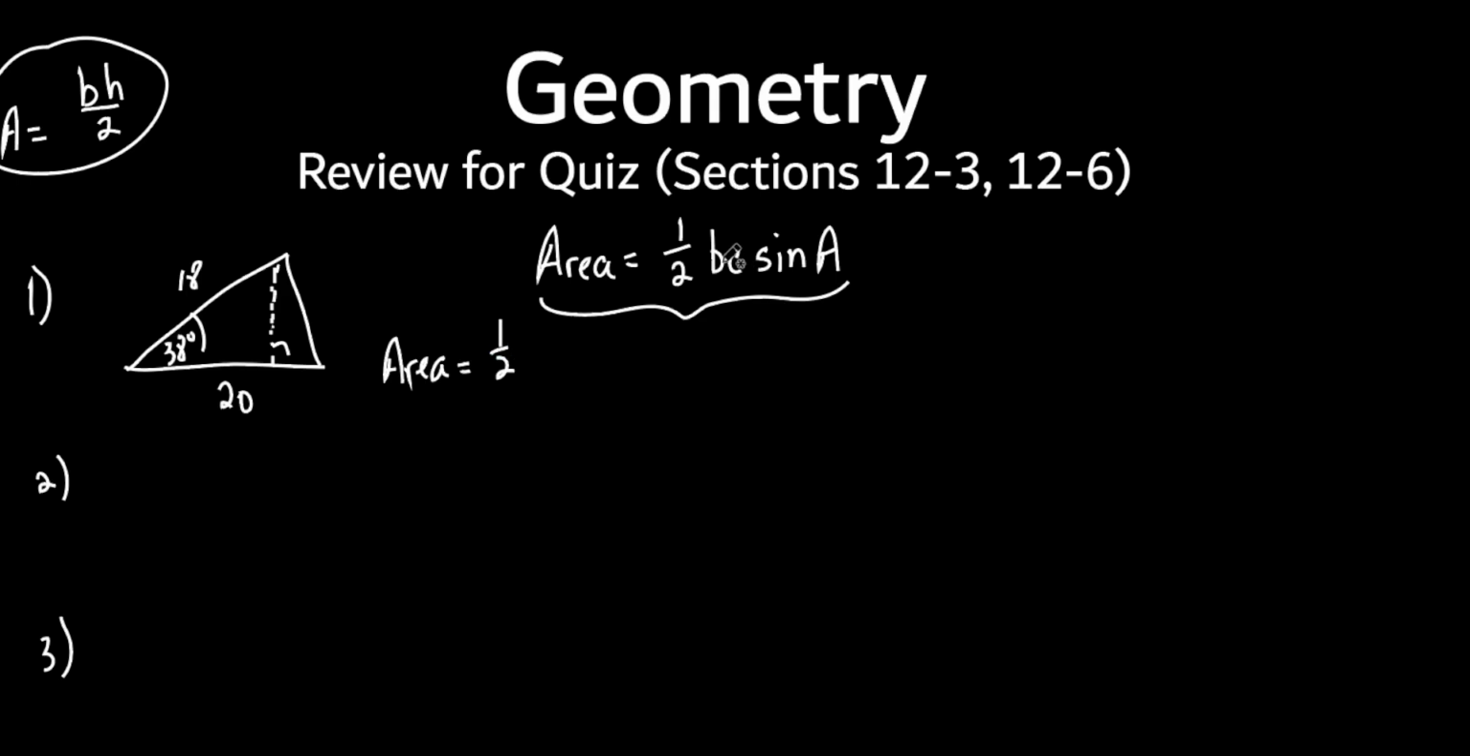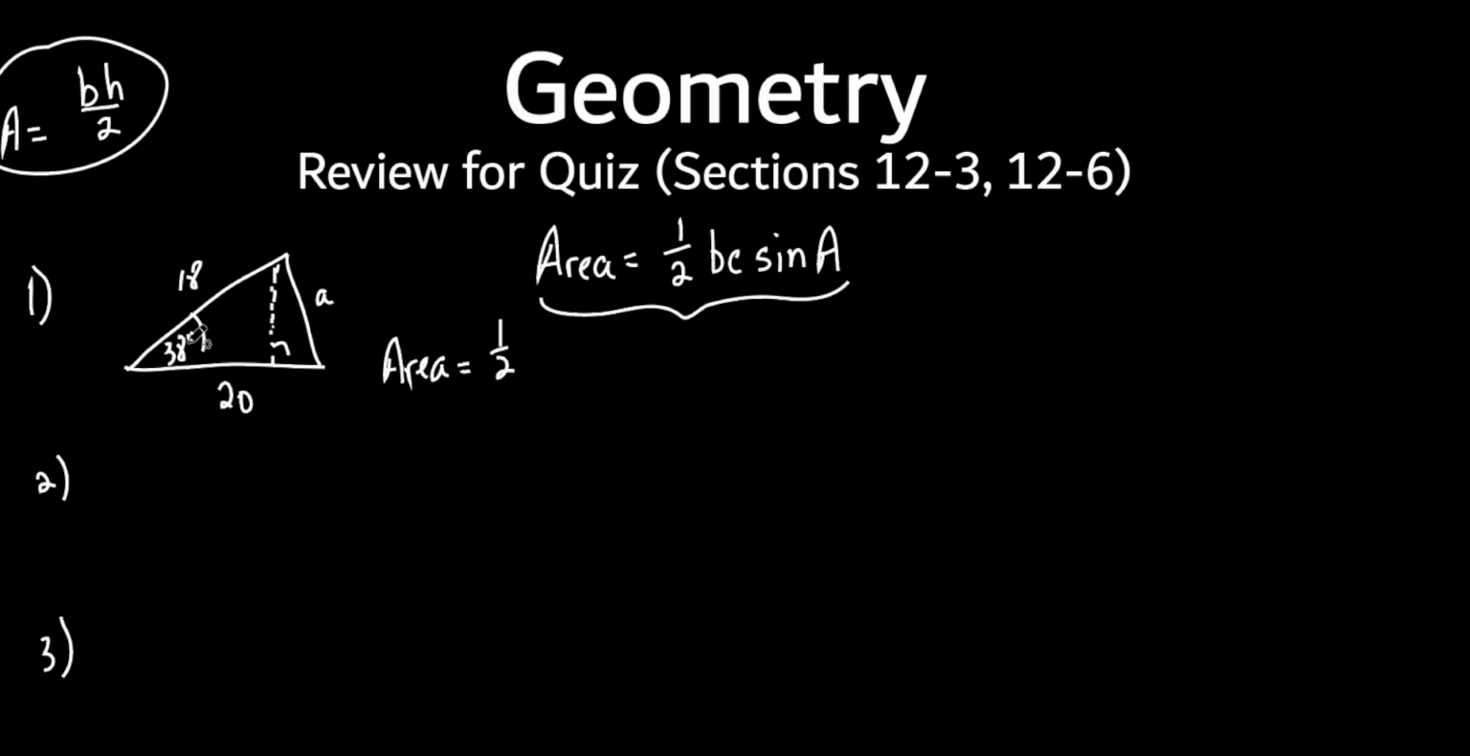1/2. Now look what we got. We got bc sine of A. So if this is angle A, this would be what? Side a. So what would these two be? The b and the c. Does that make sense? So it's set up perfect for us, isn't it, to use this formula.